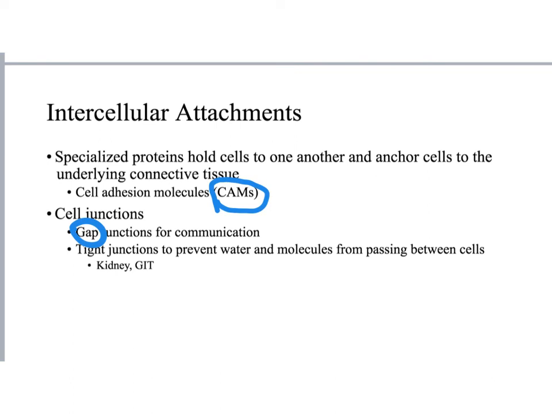Now, this becomes really important. You can imagine in places like the urinary tract or the gastrointestinal system, if you've got liquid stool passing through your intestines, you don't want that liquid stool to be able to leak in between your cells and get into your deeper tissues. You want basically a waterproof seal that keeps all of that liquid stool inside the lumen of the small intestine. And we do that through tight junctions, so tight that not even water can pass through in most instances. And we see that in the kidney and the gastrointestinal system.